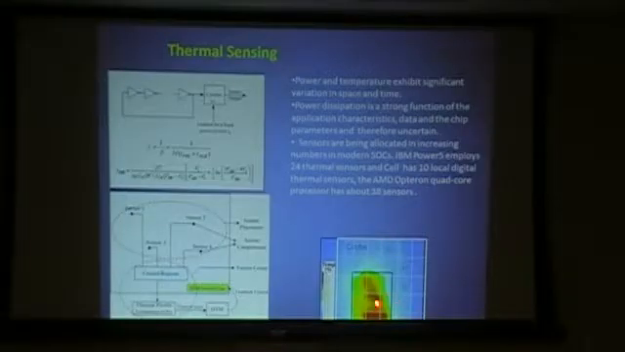So the problem of thermal sensing is that we are given a CPU or any VLSI system, and we'd like to, in real time, get information pertaining to the thermal state of the chip. What does that mean? It means that at each of these points, this is a little cut by the way, I'd like to know what the temperature at each of these points is. That's my objective. How do I do that?